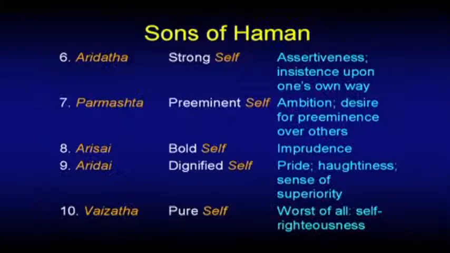Parmashta, the preeminent self, that one that speaks of ambition, desire for preeminence over others, is what the expression is. Arisai, the bold self, imprudent one, you might say. Eridai, the dignified self. Here we're speaking of pride or haughtiness, the sense of superiority. And finally, Vaizatha, the pure self. That's the one worst of all, the self-righteous one.